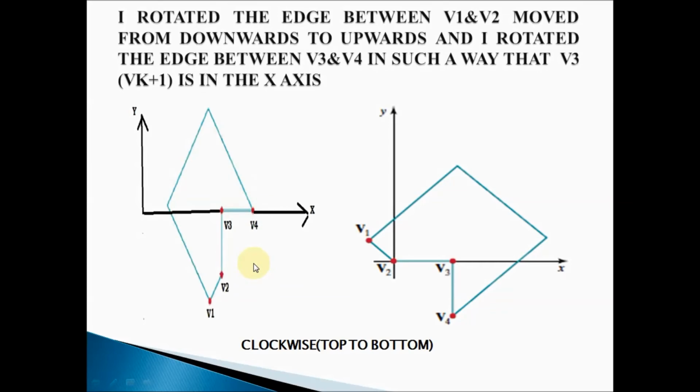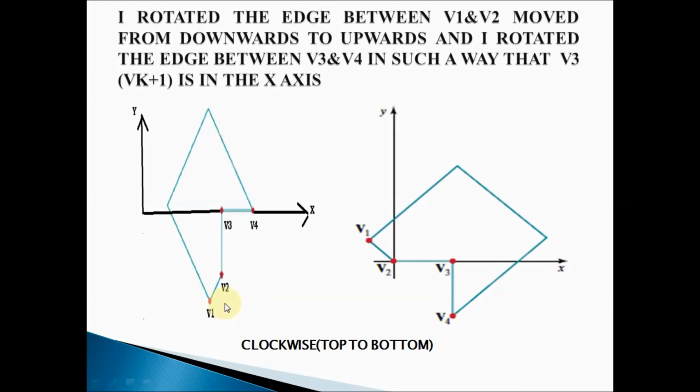That is very important. Remember, clockwise. That's why top to bottom. Initially the clock moves from top to bottom only, right? That's why I have to move this edge v3 v4 downwards only. I can't move this edge upwards. That is impossible. If it is anti-clockwise, it is possible, but it is clockwise, right? That's why I rotated the edge v3 v4 downwards, right, guys?